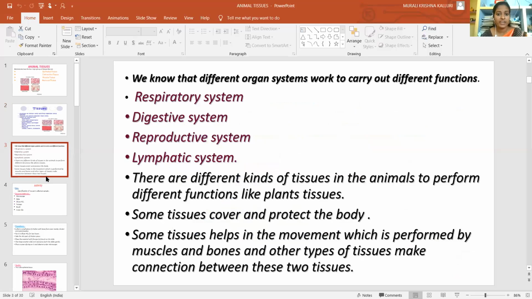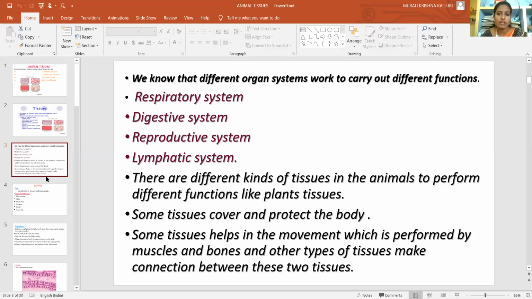We know that different organ systems work to carry out different functions. Each organ performs different functions. That is the respiratory system, digestive system, excretory system, reproductive system, and lymphatic system. Next, there are different kinds of tissues in animals to perform different functions, like plant tissues.